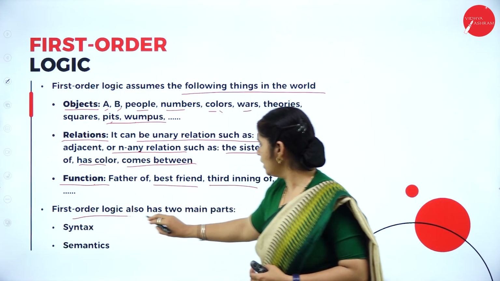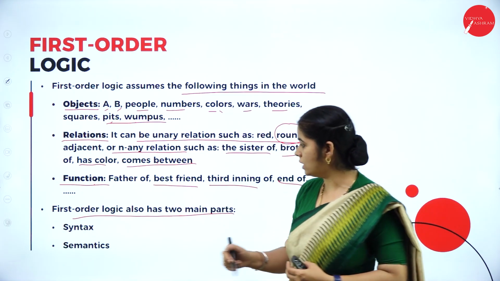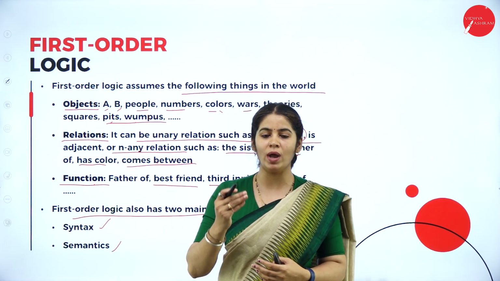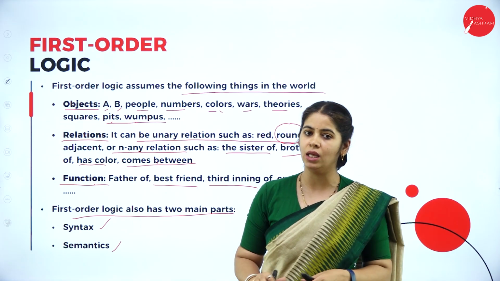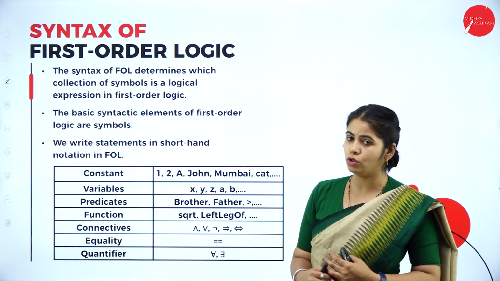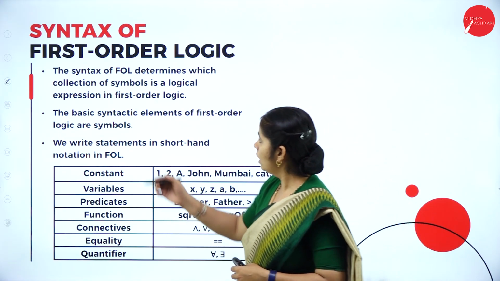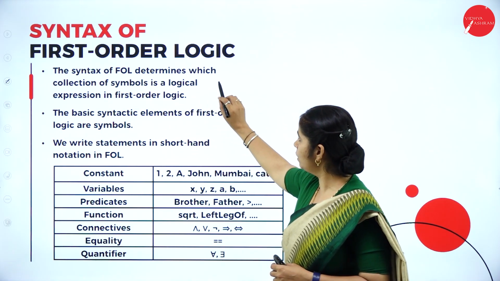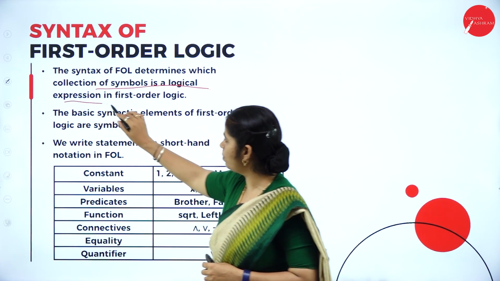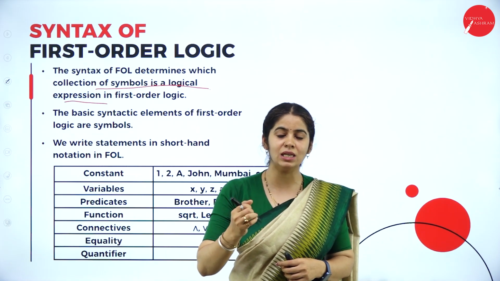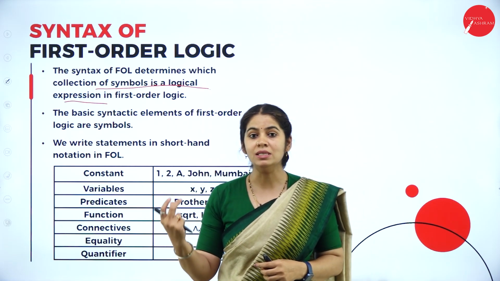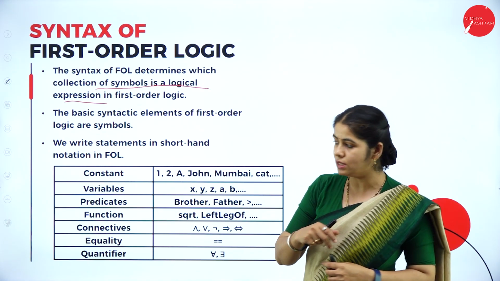First order logic has two main parts: one is syntax and the other is semantics. Obviously, syntax and semantics are very important when we are representing anything in a logical representation. So let us see what the syntax and semantics of first order logic are. The syntax of first order logic determines which collection of symbols is a logical expression. The syntax is nothing but the collection of symbols. The semantics is nothing but the statements we make using those symbols.